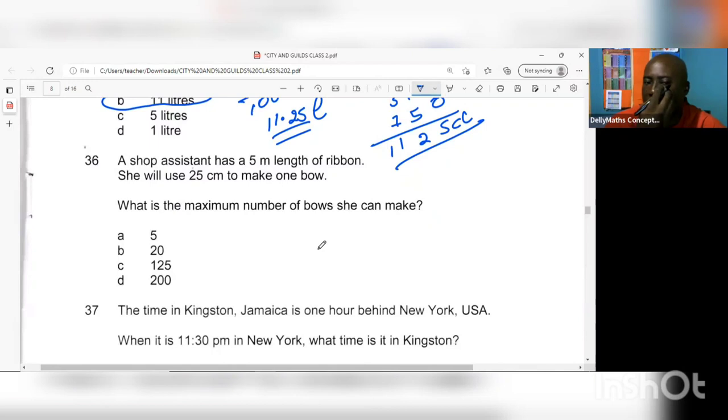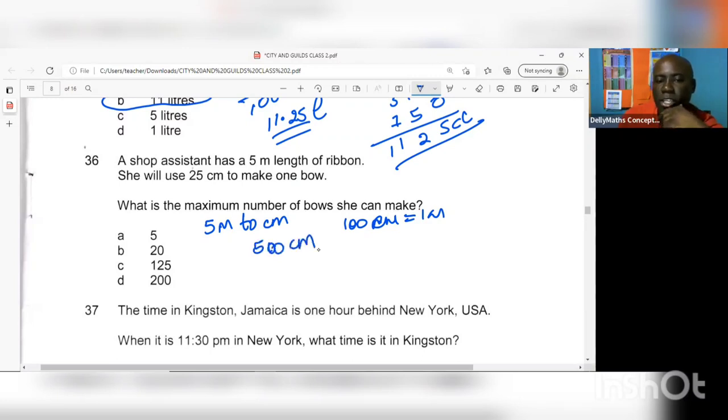A shop assistant has 5 meters length of ribbon. She will use 25 centimeters to make one bow. We want to know how many bows. So I want to convert my meters to centimeters. Remember though, it takes 100 centimeters to give me 1 meter. So therefore I'm actually looking at 500 centimeters here. So 5 meters is 500 centimeters, and then I want to divide this by 25.